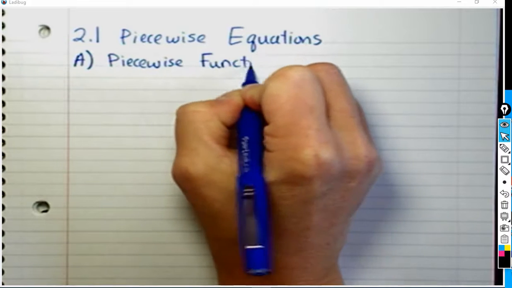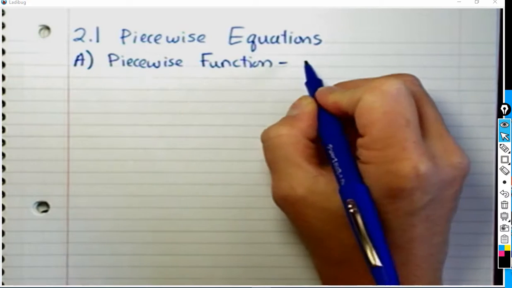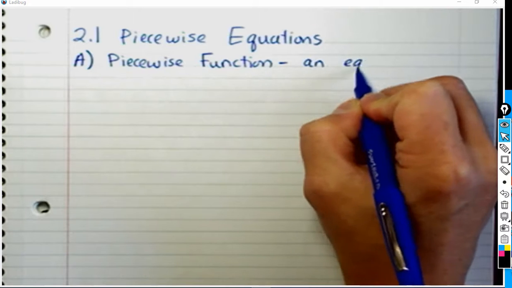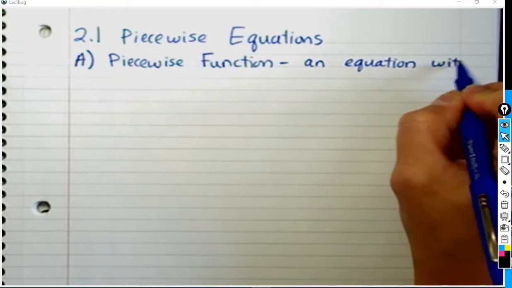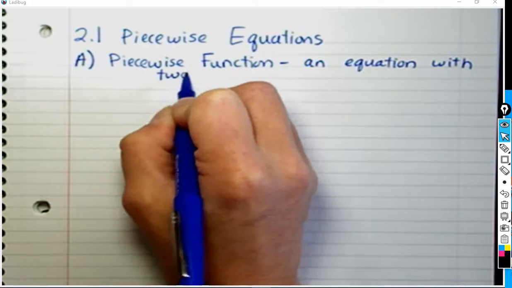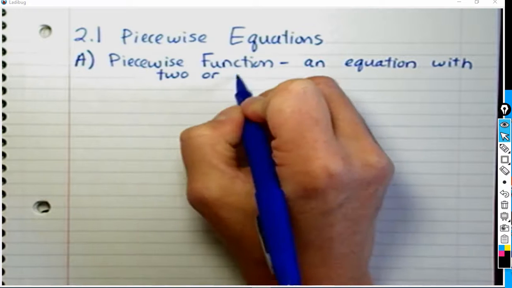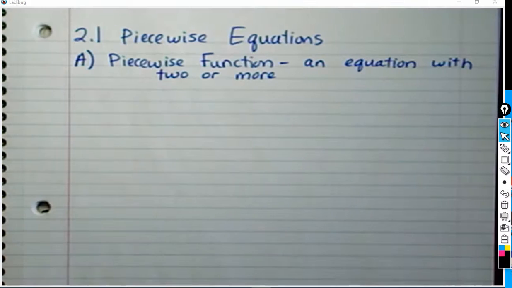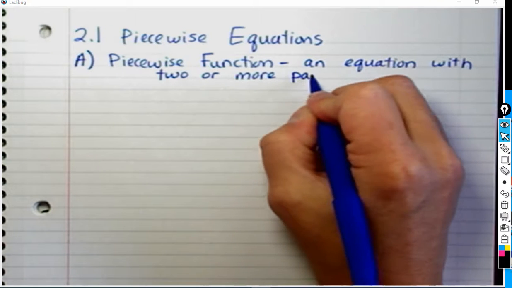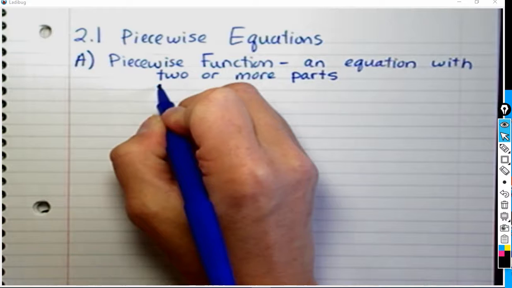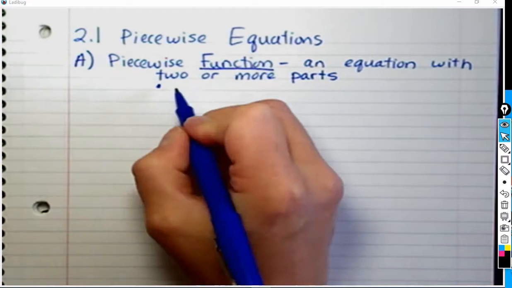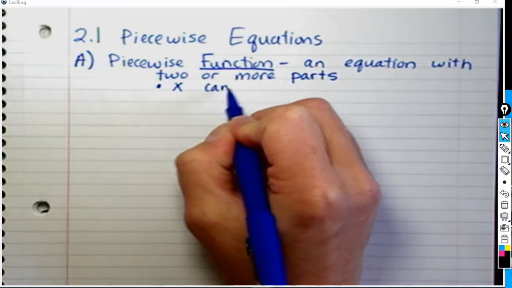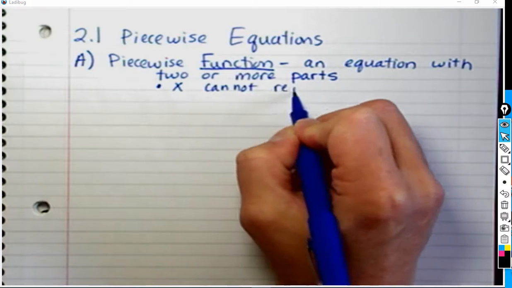A piecewise function is an equation with 2 or more, I would say pieces because it's piecewise, but we'll say 2 or more parts. One thing to remember here, we did say that it was a function. That means that x cannot repeat.